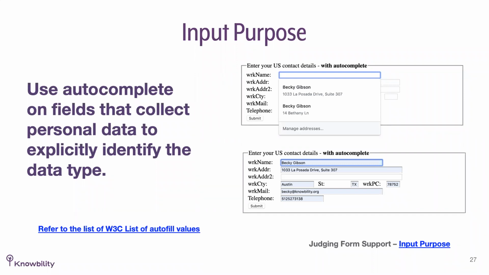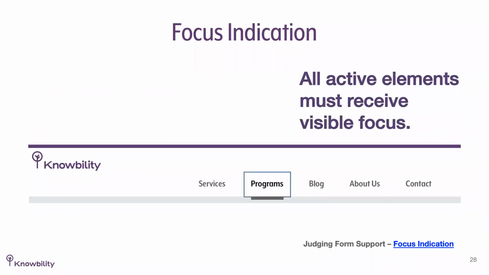So we're going to jump again. I'm following the order of the judging form, so that's why we're judging from keyboard back to a keyboard related thing. All active elements must receive visible focus. First off, we have to make sure that we can get to all those elements with the keyboard, but then once we're there, we need to see which element actually has focus.